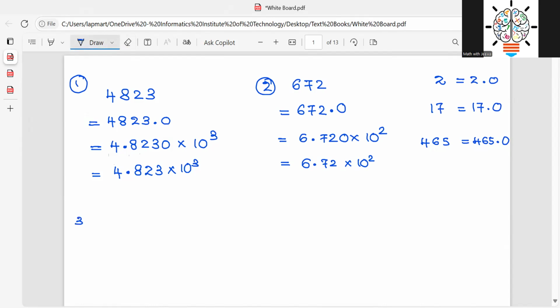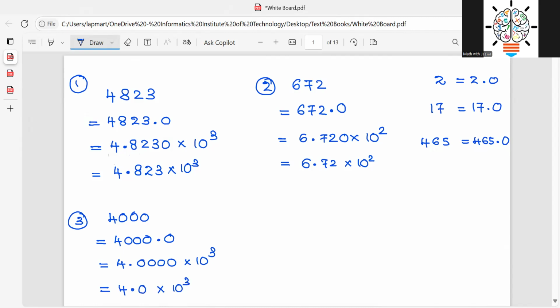So then the third one, right? Let's say I have 4,000, like this. What should I do? 4,000.0. So then I write 4.0000 times 10 to the power of 3. No point of writing things like that. You just write 4.0 times 10 to the power of 3.